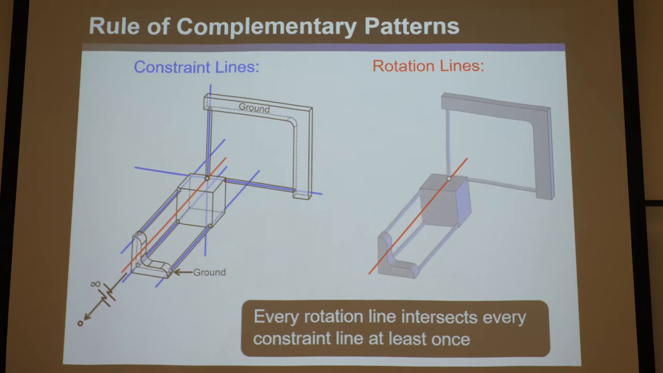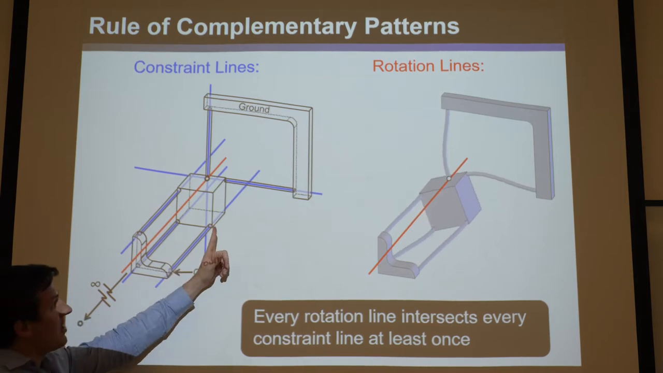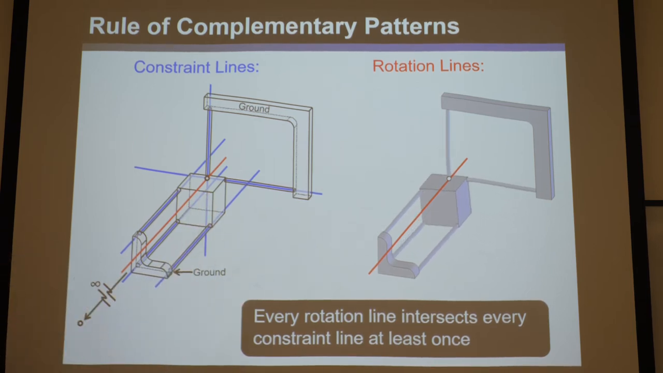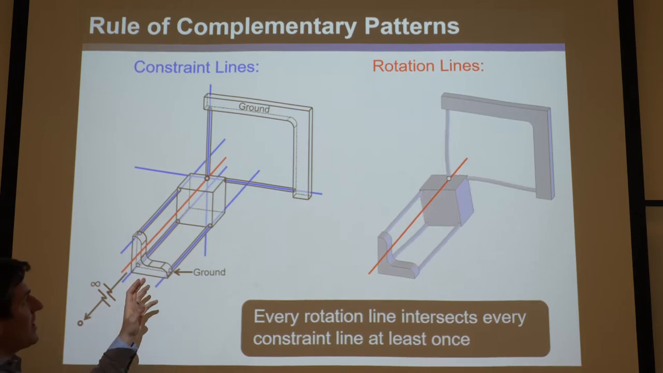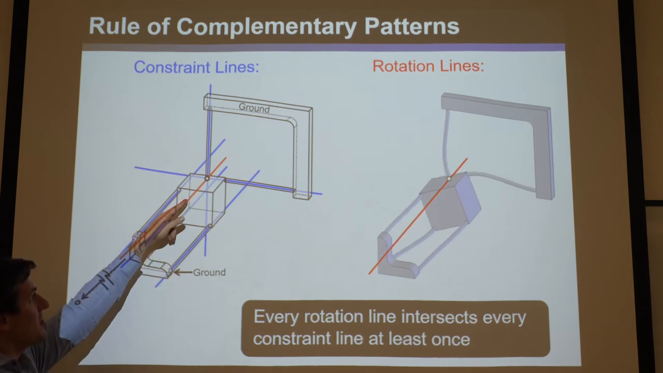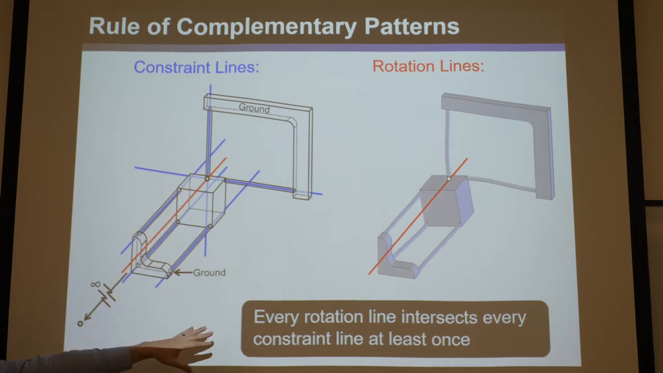And if you stare at it all day, you'll see there's no other possible red line you could draw anywhere that intersects all five of those blue lines somewhere at least once. That's the only one that works, which is why there's only one degree of freedom in this example. Any other red line, if you try and rotate about it, will force these blue lines to stretch or compress, which if they're ideal constraints, they're not allowed to do. Therefore, they're constraints. So if these were ideal constraints, it would be infinitely stiff if I tried to rotate around any other red line, but it would be infinitely compliant. There'd be no resistance rotating around this one because it satisfies this rule.